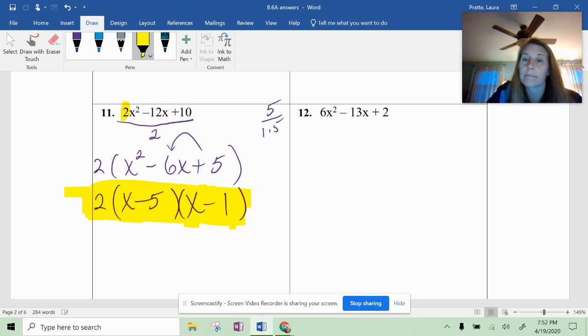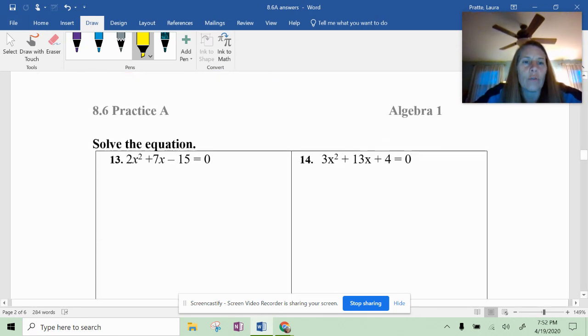for number 11. All right, now number 12, this is another AC method problem. You cannot divide 13 by 6, so there's no GCF that will come out there, so it's just a straight AC method problem. All right, so going on to the next page.